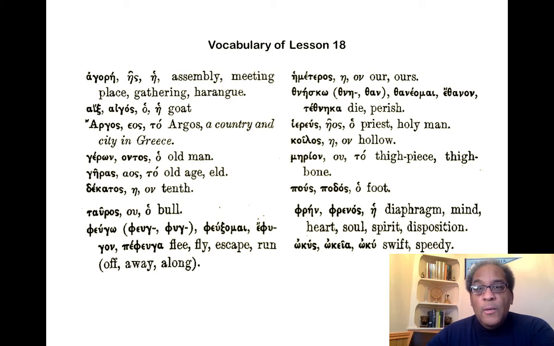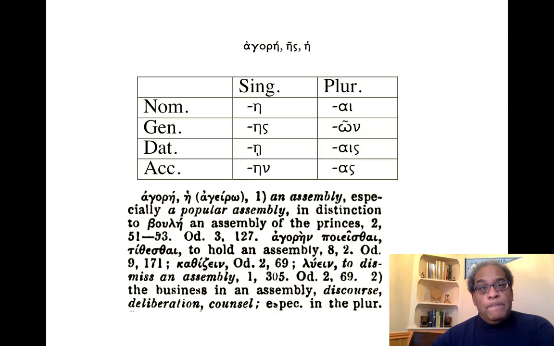Μηρίον, μηρίου, thigh piece, thigh bone. Πούς, ποδός, foot. Φρήν, φρενός, mind, diaphragm, soul, disposition. ὠκεῖα, swift or speedy. So let's look at these one by one.